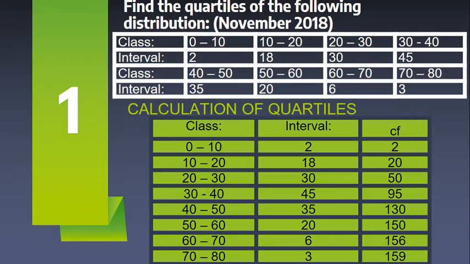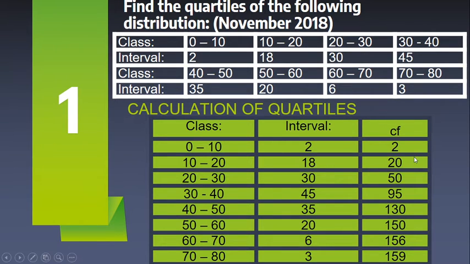When we put the cumulative frequency, we write the first frequency as it is, 2, followed by the next cumulative frequency by adding 18 to it. 2 plus 18 is 20. Then 20 plus 30 is 50. Then 50 plus 45 is 95. 95 plus 35 is 130. 130 plus 20, 150. 150 plus 6, 156. 156 plus 3, 159. Once we put the cumulative frequency, we can proceed to the formula.